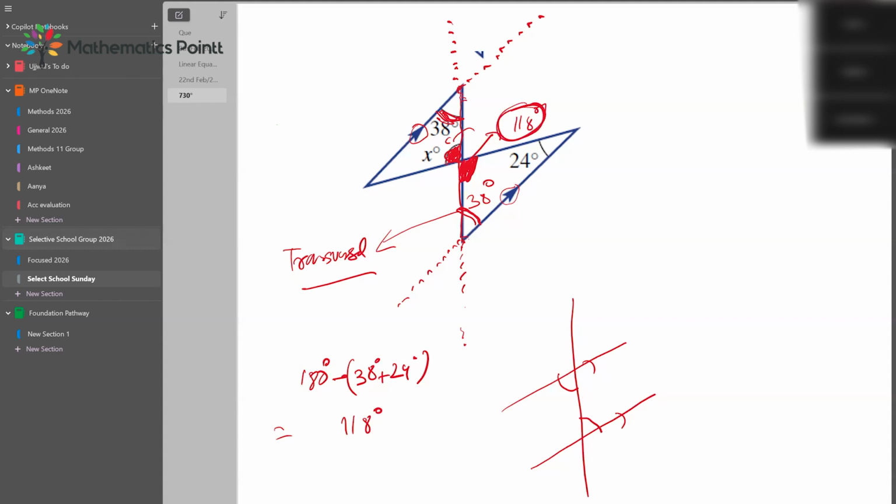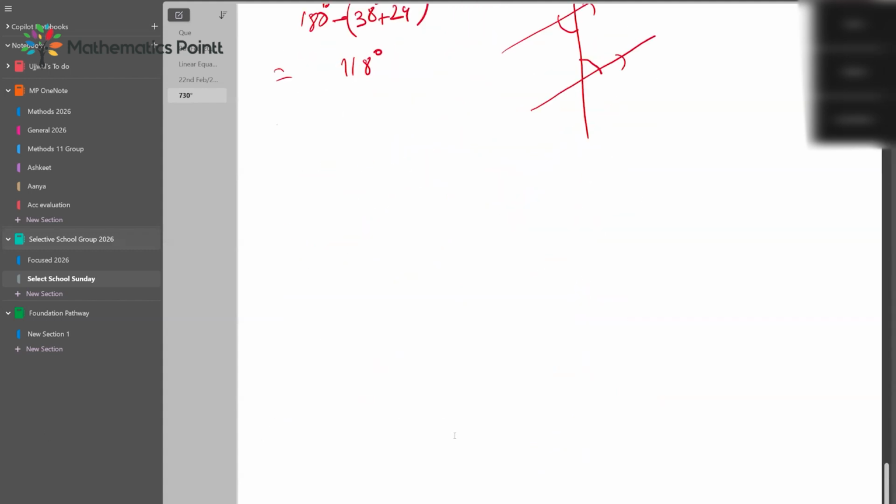Now, there is a very thin line. It is slightly confusing, and it used to confuse me as well when I was your age. Vertically opposite and alternate angles. Vertically opposite angles have nothing to do with parallel lines.